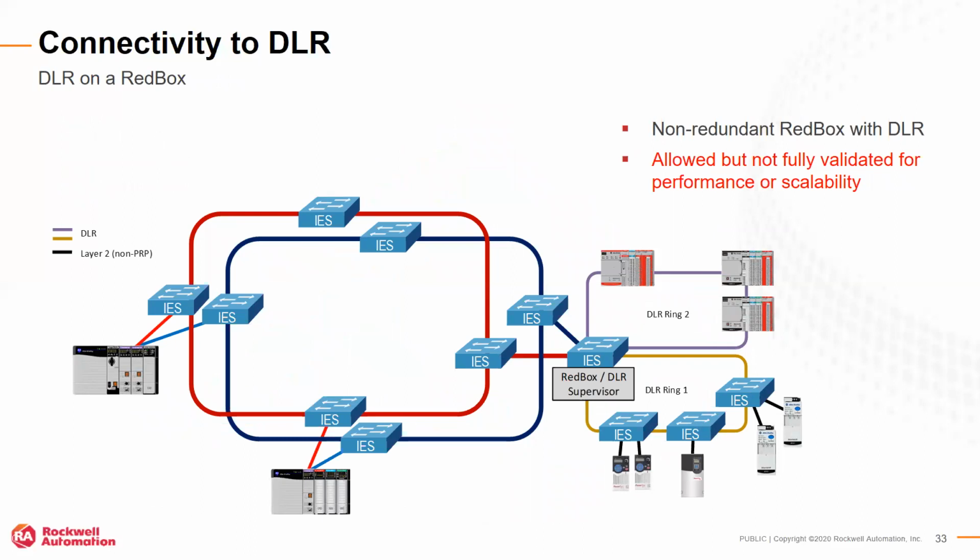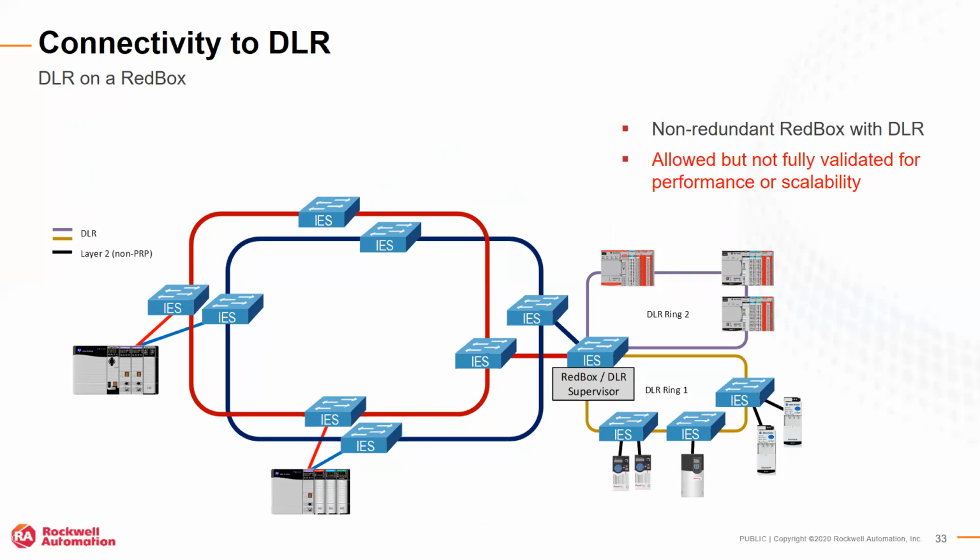And so here's another example of connectivity to a DLR. So we're looking at a redundant ring PRP network. And let's say the use case or the example would be you've got some existing DLR rings, and how do you connect those to, and maybe in a non-redundant situation like this.